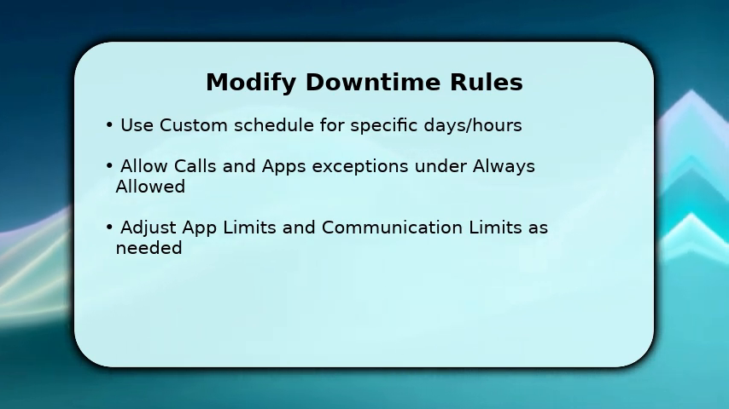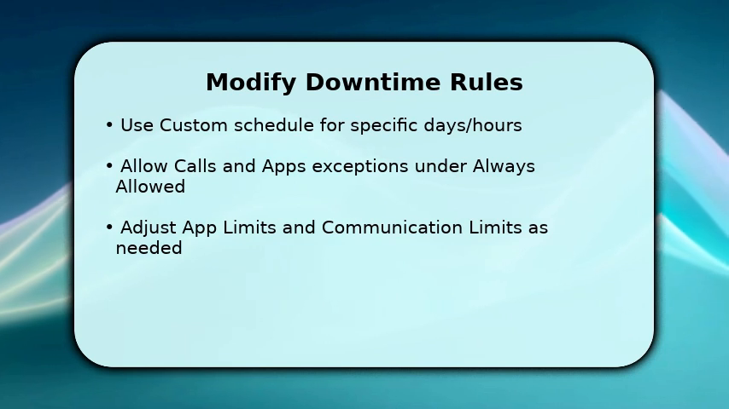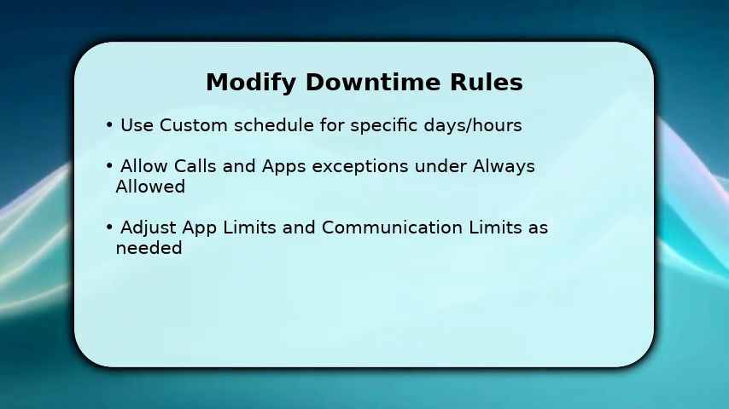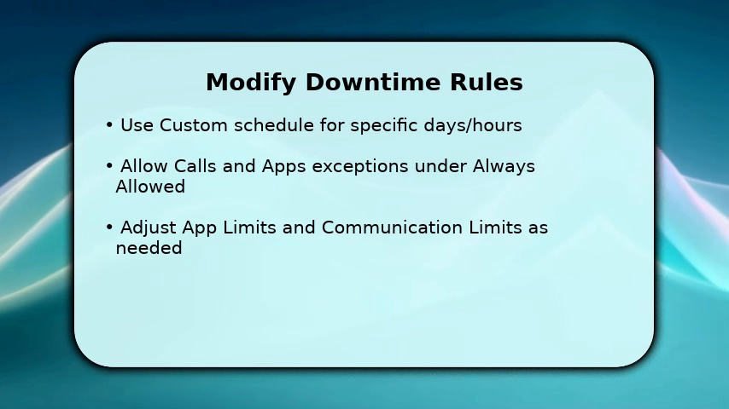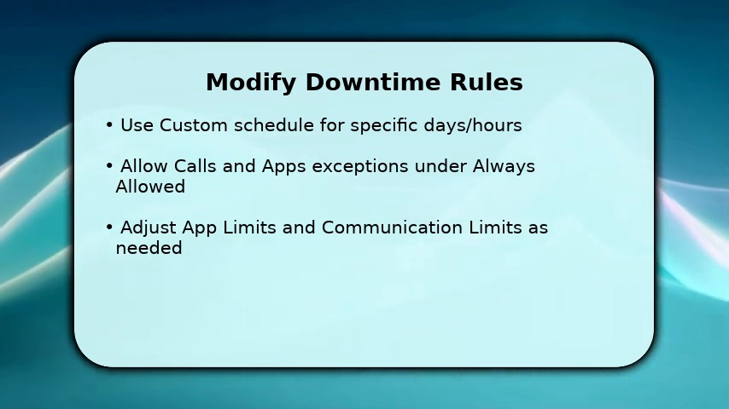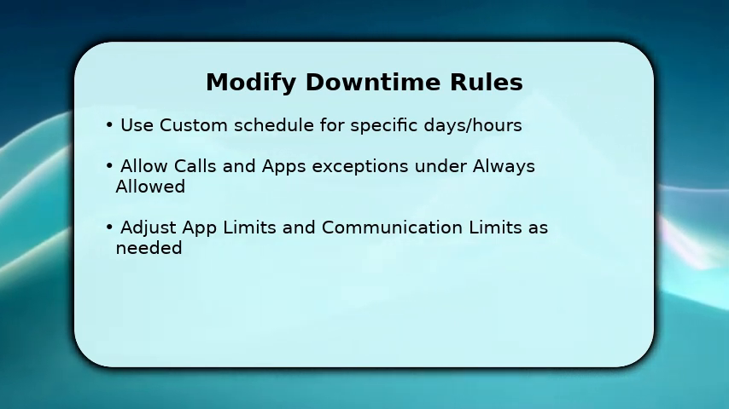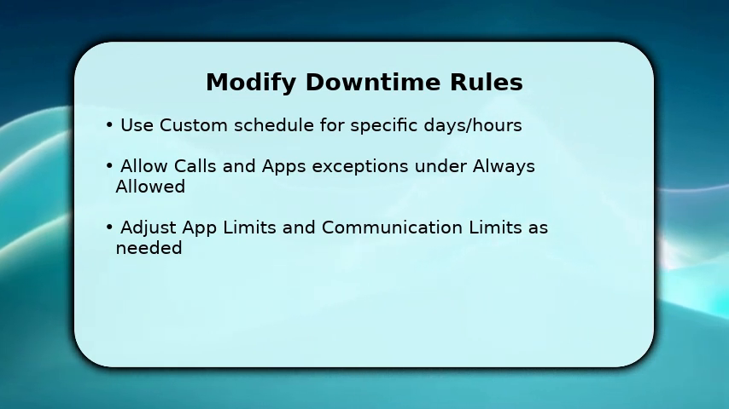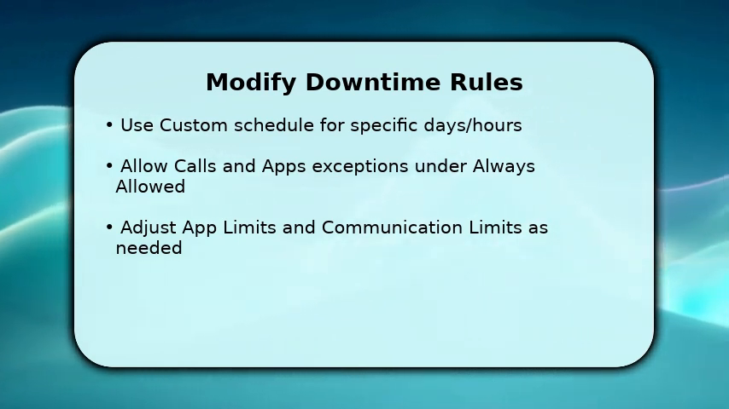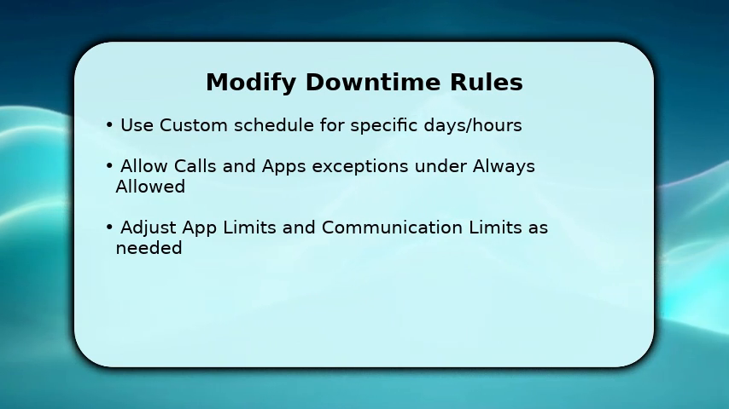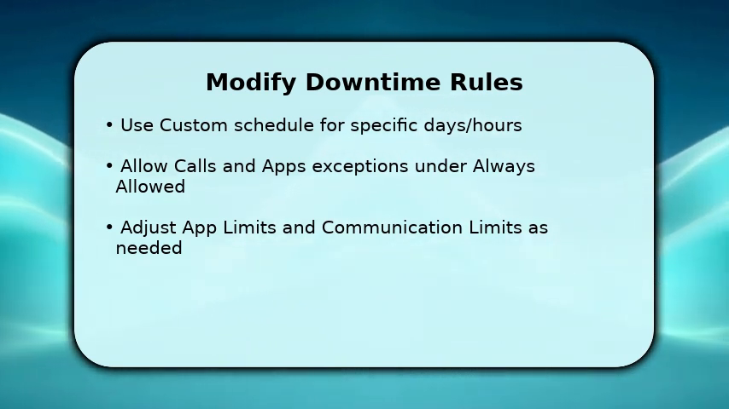Once done, set Always Allowed contacts and apps so essential calls and apps bypass downtime. Also check app limits and communication limits, reduce or remove limits that still block access. Make sure to save each change. The watch reads these settings from your iPhone, so confirm sync. This prevents recurring downtime from reactivating unexpectedly.